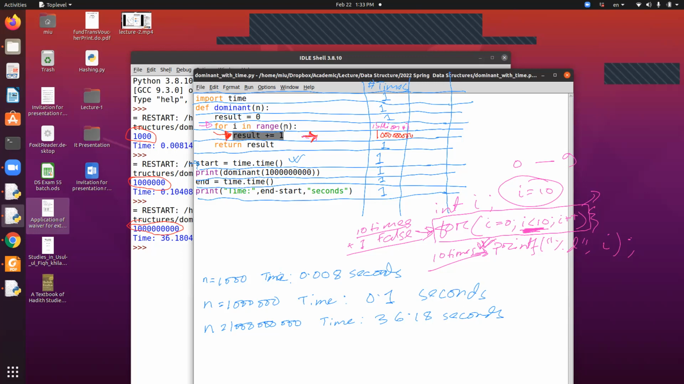Is that understood? As you can see, almost every line is getting executed only once.